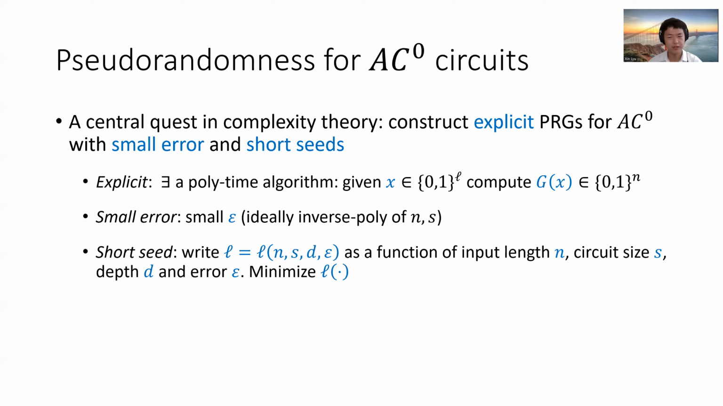We also want the PRG to have a short seed. In particular, we consider the seed length L as a function of other parameters: the input length n, circuit size s, depth d, and error epsilon. We want to minimize the function L.